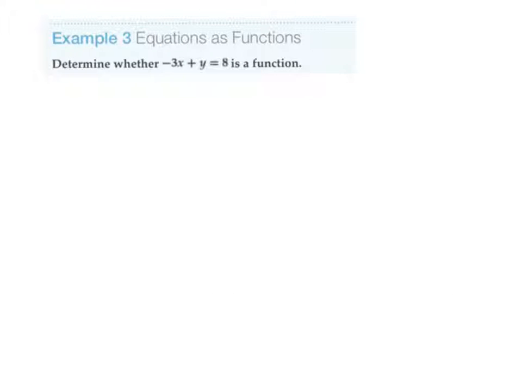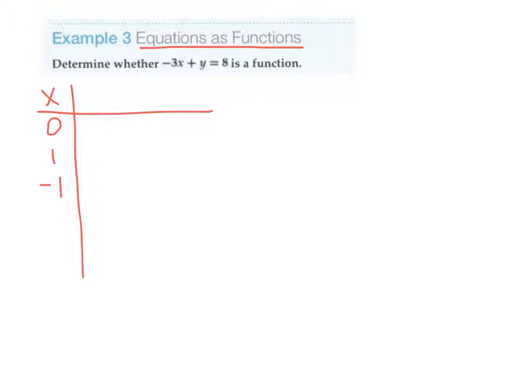So to determine whether an equation is a function, we're going to create a table of values. That means we're going to choose what x is. And in this case, we can use any number we want. So I'm going to use easy numbers like 0, 1, and I'm going to use a -1. And so if I put 0 in for x, and I want to know what y equals, in this case, the y value would be 8.